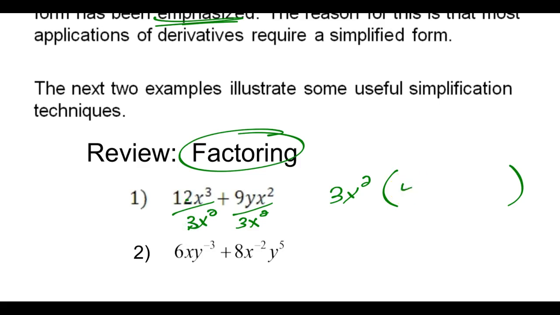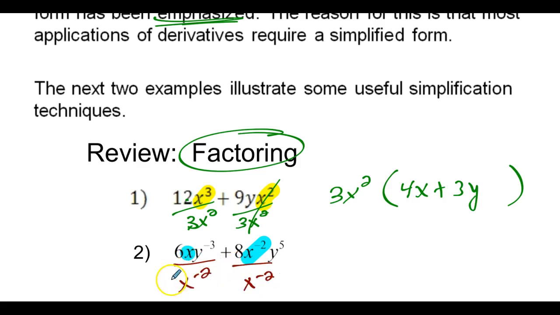12 divided by 3 is 4. x cubed divided by x squared, you subtract the exponents, plus 3y, and the x squareds are gone. So notice I pulled out the smaller of the exponents. So you're going to do the same thing for this one. Which is smaller, x or x to the -2nd? I think you would say negative numbers are smaller. So you're actually going to divide by x to the negative second here.